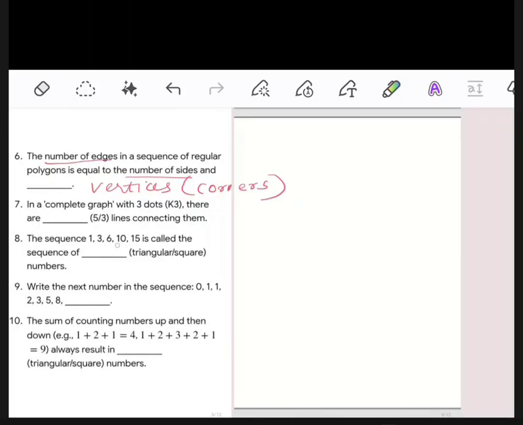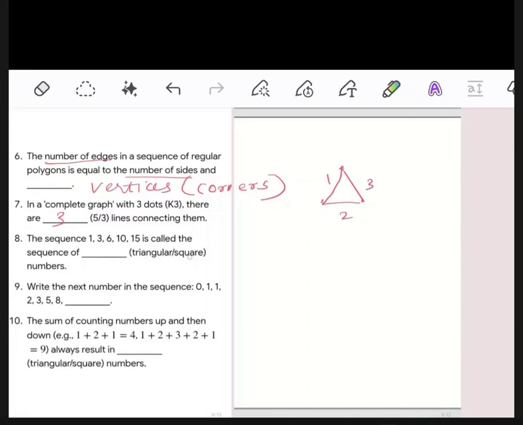Seventh question. In a complete graph with 3 dots, K3, there are dash lines connecting them. So in a K3 graph, every dot is connected to every other dot, forming a triangle with 3 lines. So these dots are connected with 3 lines, forming a triangle, lines 1, 2 and 3. So 3 lines.